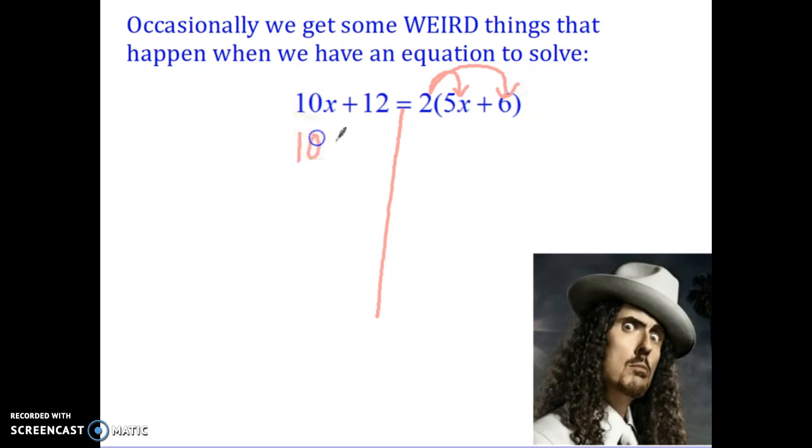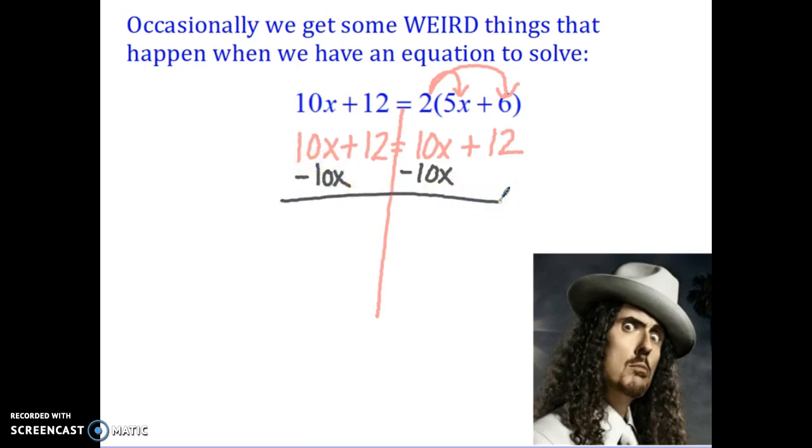I'm going to rewrite my left-hand side as is. My new right-hand side is going to be 2 times 5x, which is 10x, plus 2 times 6, which is 12. Again, I want to move all my variables to the same side, so it looks like I go ahead and subtract 10x from both sides. Just going to move everything left. This is where something strange happens, right? Because over here, 10x minus 10x, that's 0x, so those go away. So I'm left with 12 is equal to 12.